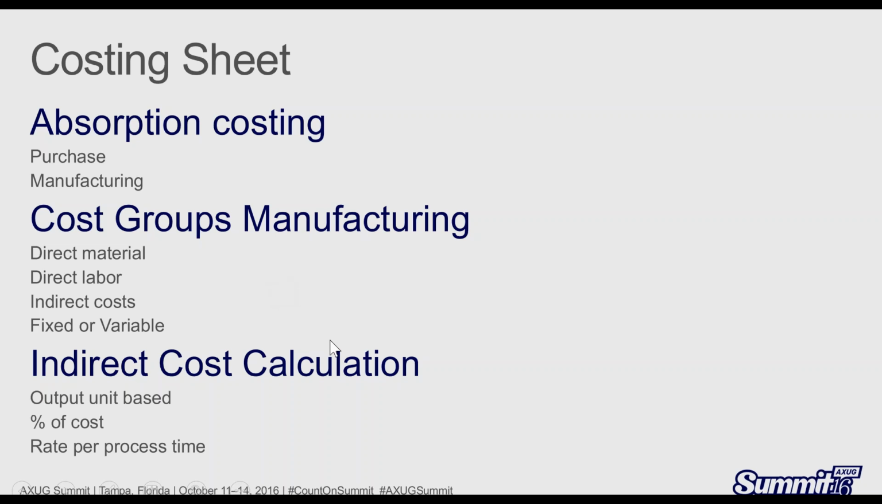So when you use the costing sheet, you have the ability to section out your indirect cost calculations, which is what I said prior, and there are several different ways to assign those indirect costs. Output unit base, percentage of cost, rate per process time are just a few of those. So there's more ability to apply your overheads in a way that's different than just associating with the amount of labor that is getting consumed in your route.